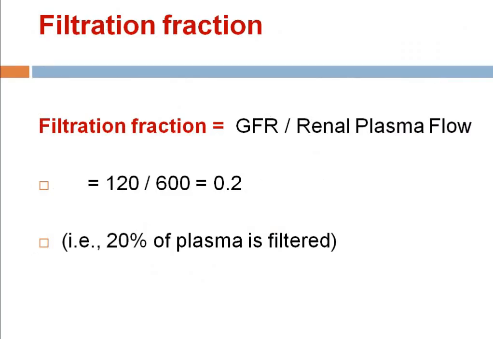There is another term now in context with this, and that is filtration fraction. By filtration fraction, we mean GFR upon renal plasma flow. So if we take the value of GFR as 120 and renal plasma flow as 600, then the value comes to 0.2. So filtration fraction is 0.2, or we can say 20% of the plasma is filtered. Whatever amount of plasma is passing through the glomerulus, almost 20% of it gets filtered as the filtrate. So that is filtration fraction.